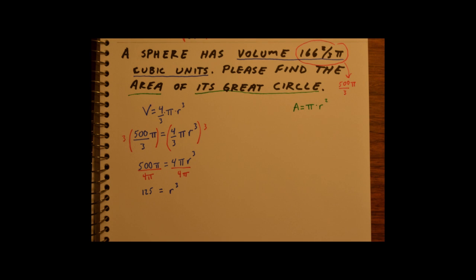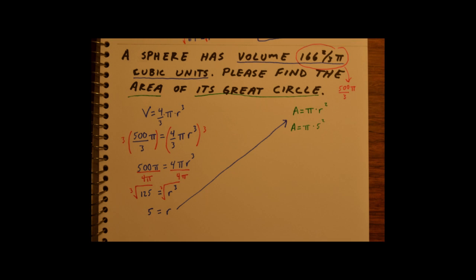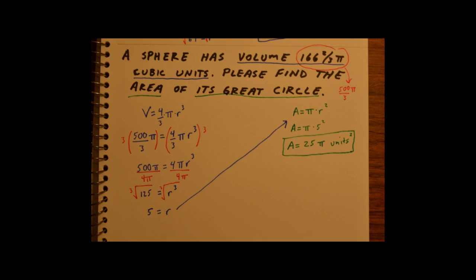And that gives me r to the third power is 125. And so if you take the cube root of 125, that gets you a radius of 5 units, and so the area of the great circle is 25 pi square units.